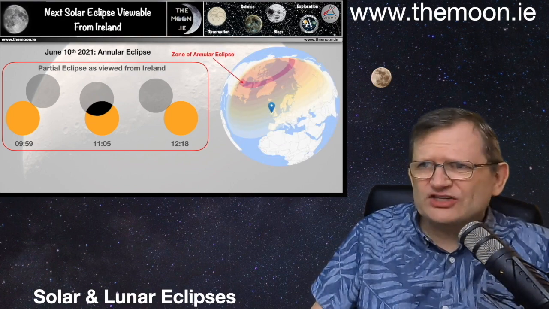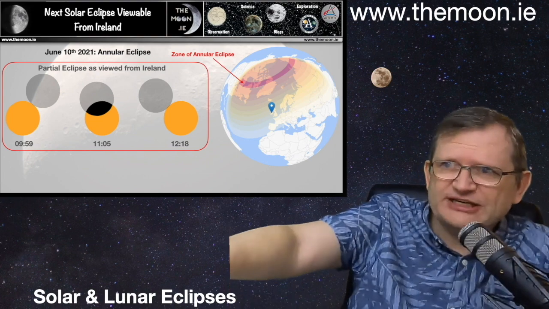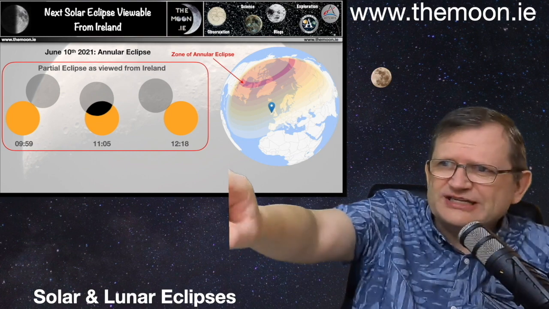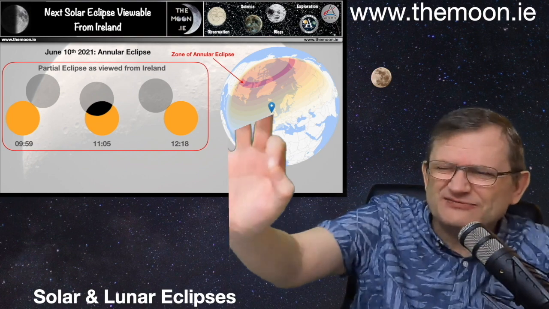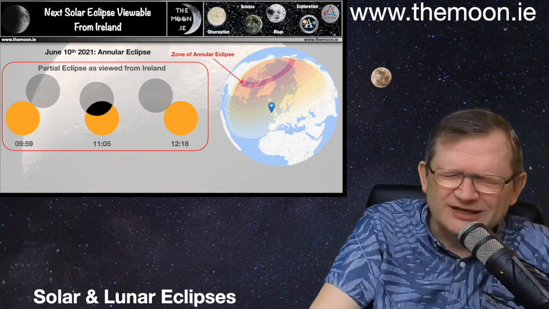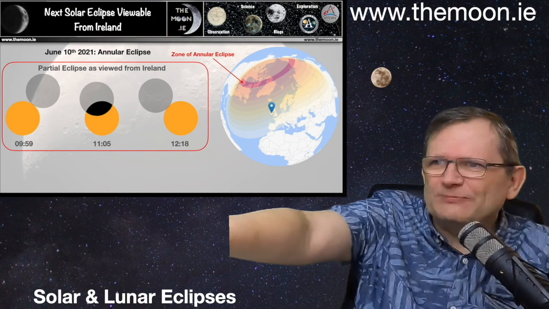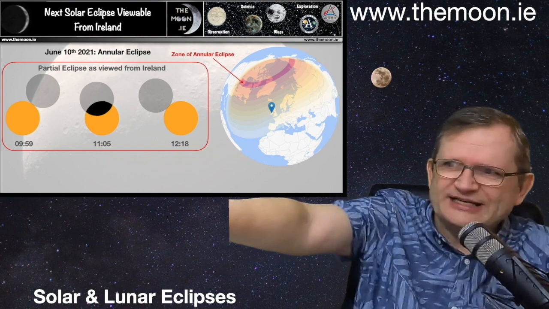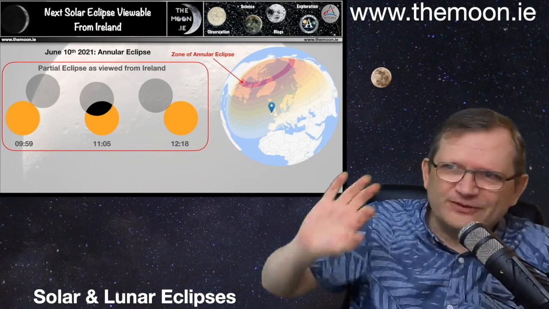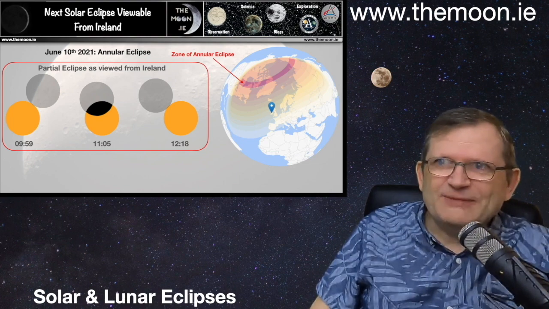And here we actually see the path of this particular annular eclipse. And as you can see, the maximum annular, where they'll see the ring of the sun, where the moon passes right in front of the face of the sun, is up in northern Canada and Greenland. So we're quite a bit away from the path of totality, or at least the path of the maximum annular.